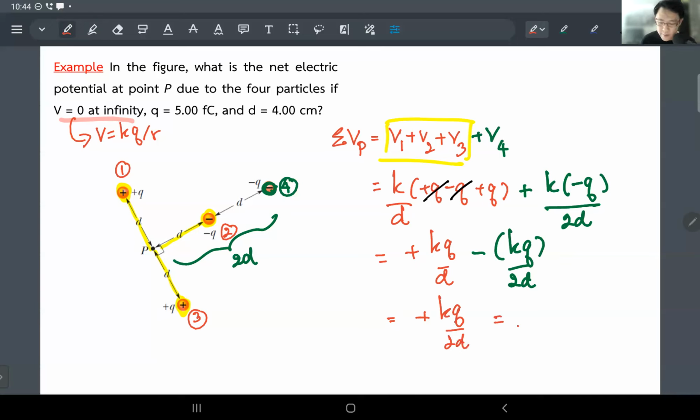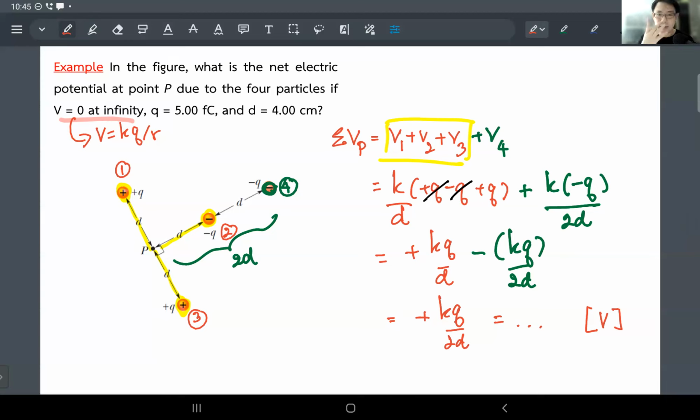You can substitute the numbers, or whatever. You can punch the calculator at the end. Cool. I think this is not too bad. Is my math correct here? Yeah, 1 minus 1/2 gives positive 1/2. So that's KQ over 2D. Substitute the K, the Q, the D, and then you get the final number. Don't forget the unit for the potential is volt. It's in volts. Nice. Any questions so far?